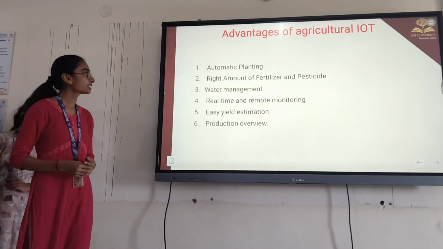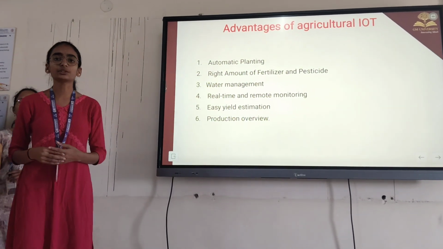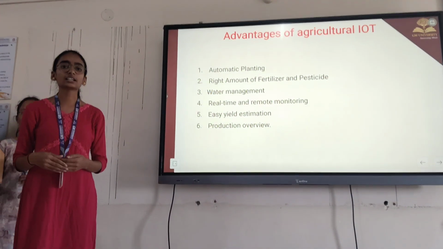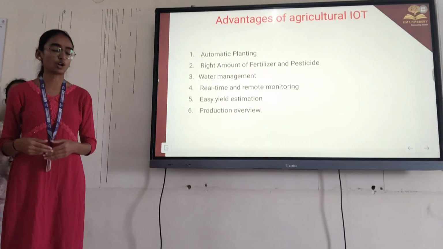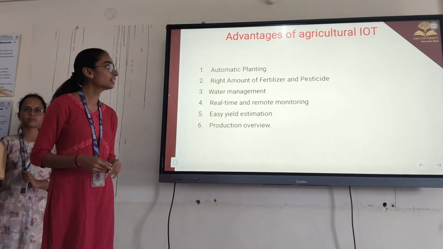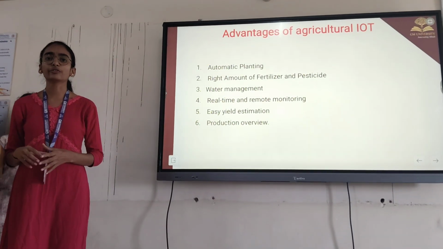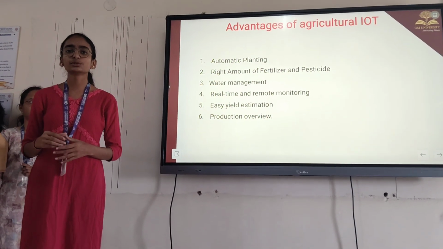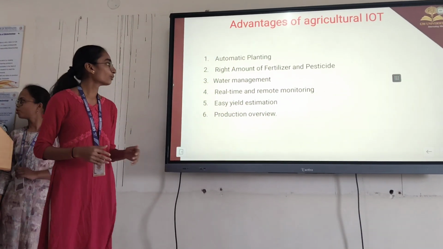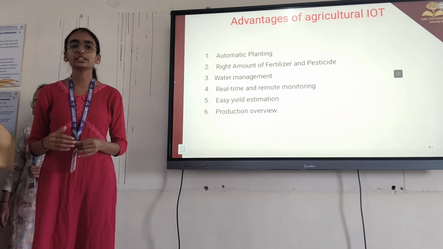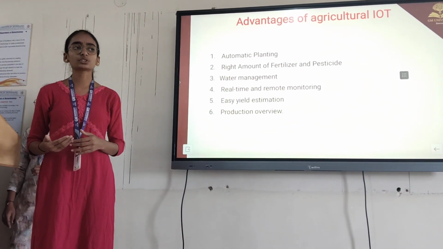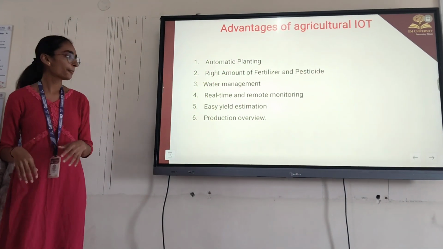Advantages. With automatic conditions in IoT agriculture, the farmers are using automatic planting and using the crops with the right amount of fertilizer and pesticides. Water management is essential for farmers and saves water costs. The more efficient use of water reduces the water used.